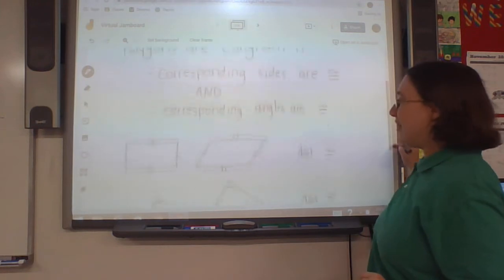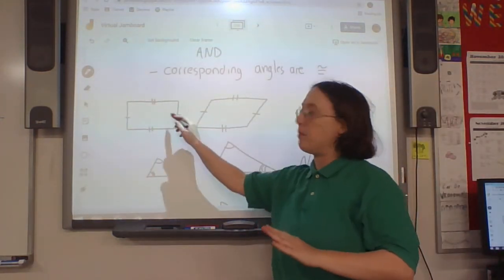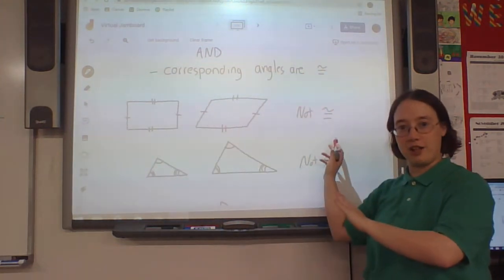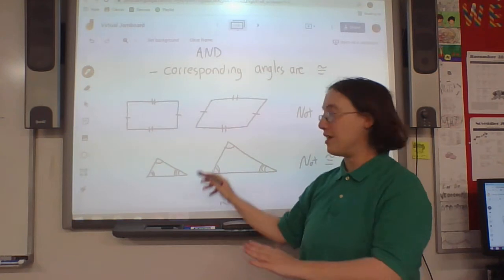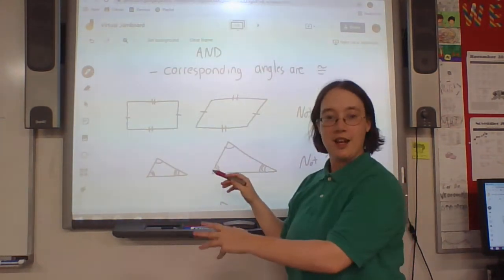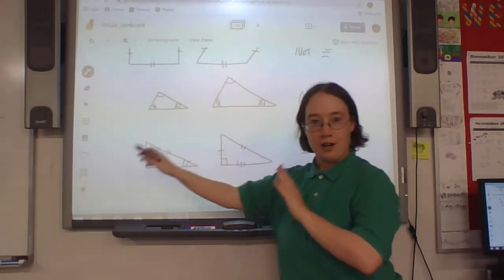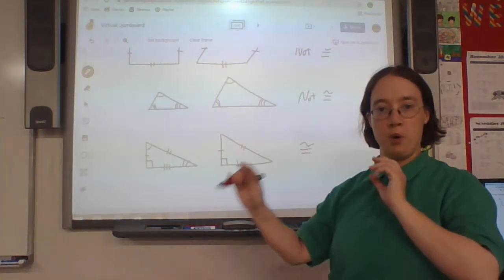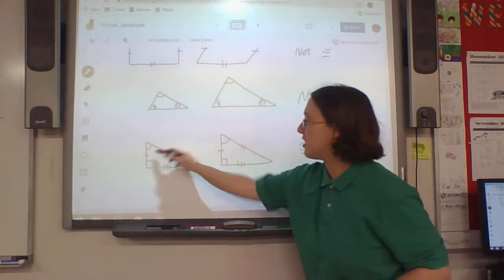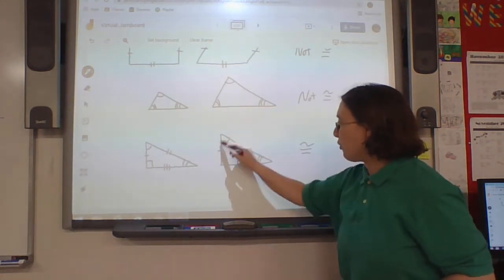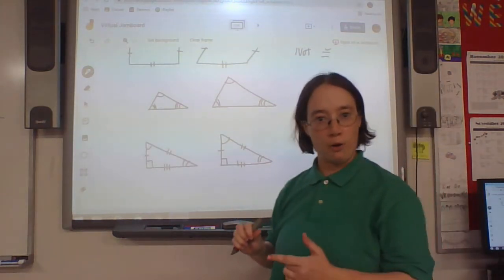So if we got something like this, where we have corresponding sides that are congruent, but our angles are off, that's not congruent. Or if we have something like this, where our angles are congruent, but our sides are different, those aren't congruent either. So in order to be congruent, our sides and our angles both have to be congruent. So it's got to be both. So something like this, where these angles are congruent, and these angles are congruent, and all of our sides are congruent. So all the sides, all the angles.